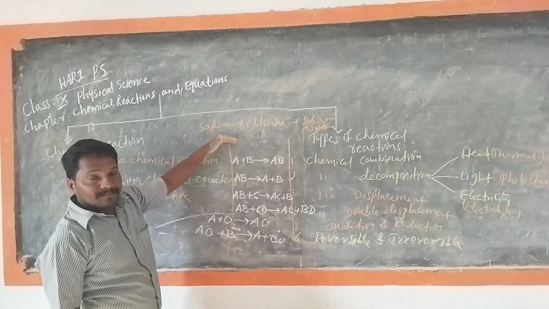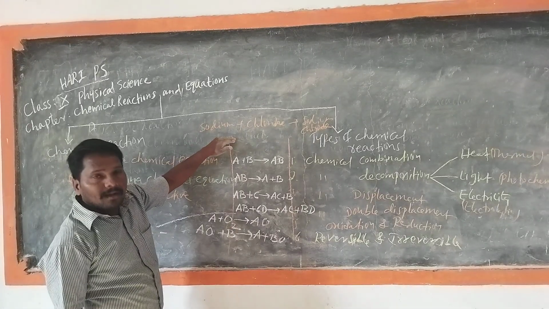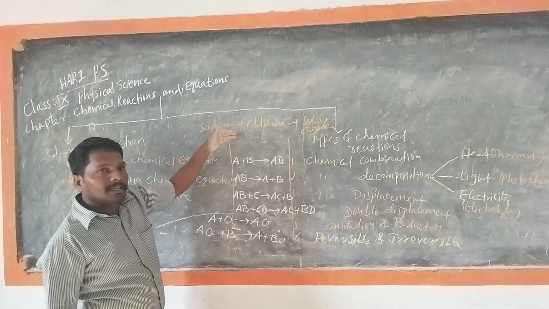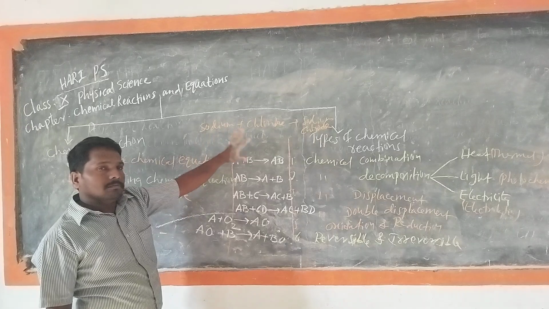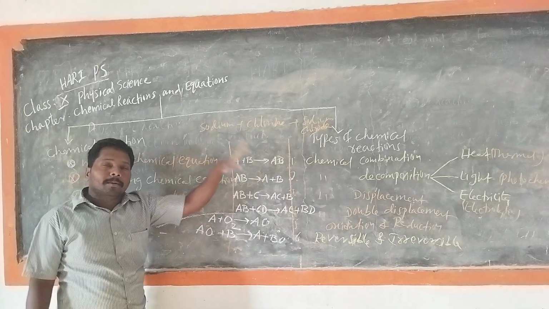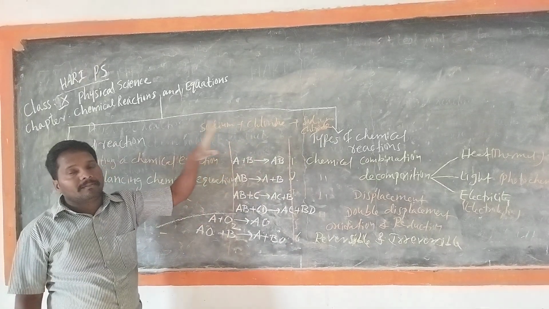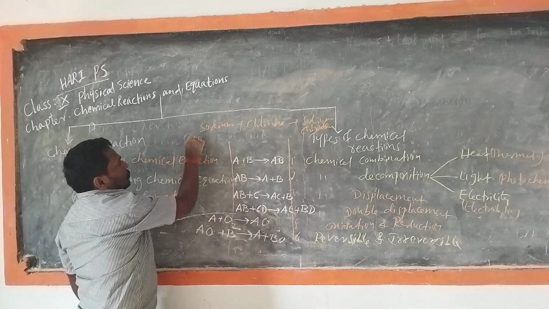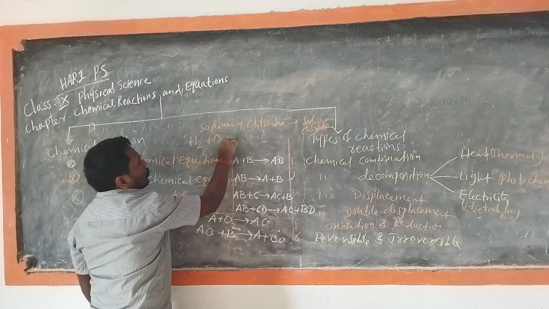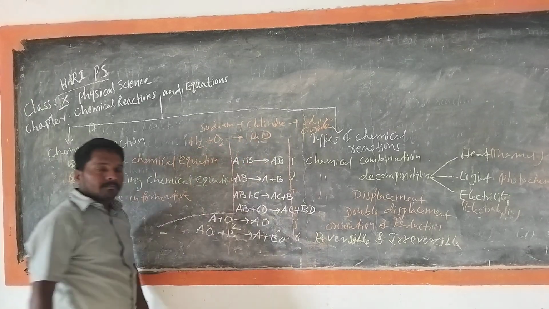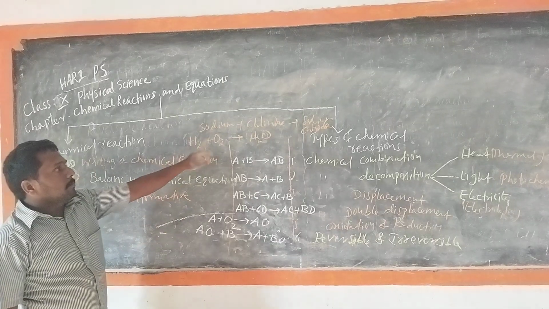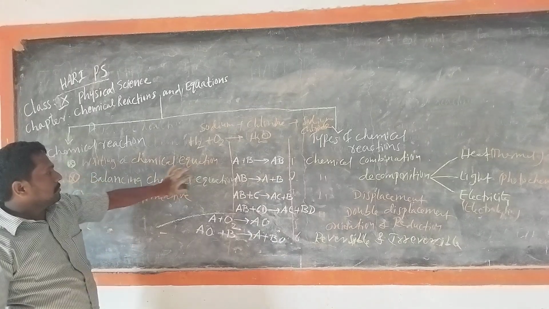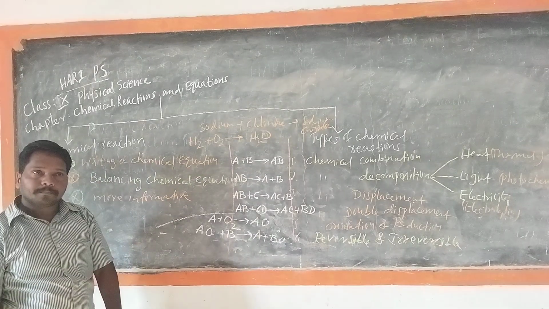First we have to write the formula by using symbols and formulas. Then count the number of atoms on both sides, the reactant side and the product side. Simply, they give the equation H2 plus O2 gives rise to H2O. Similarly, an equation is given and you balance the equation. So balancing a chemical equation is a very important one.